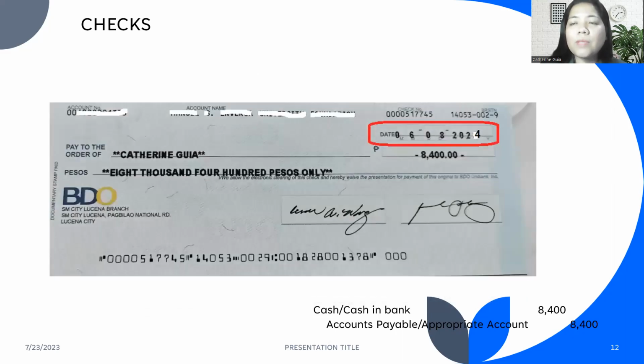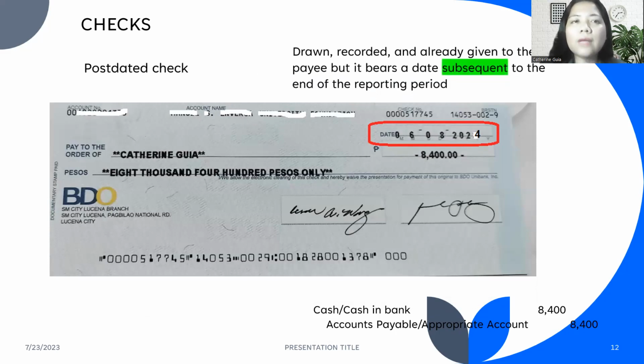Next illustration, please focus on the date. Instead of 2023, it's 2024. So what did you notice? The check bears a future date. If you receive this type of check, supposing that you were the payee, can you encash the check? Definitely not, because it bears a future date. And we call that check post-dated check.